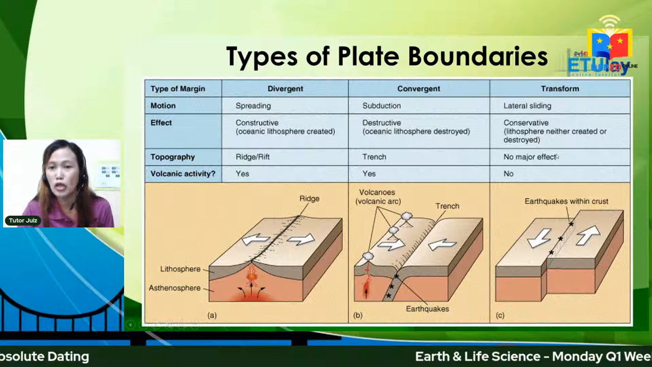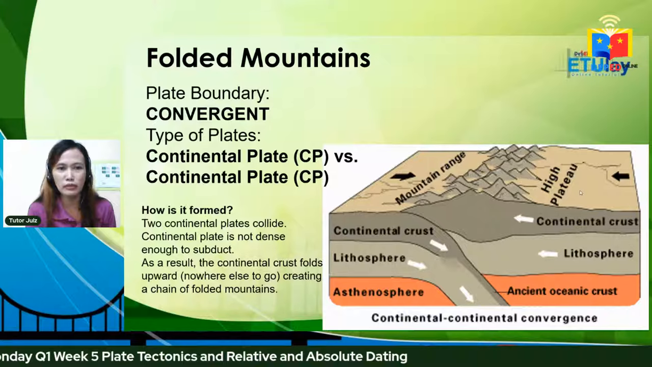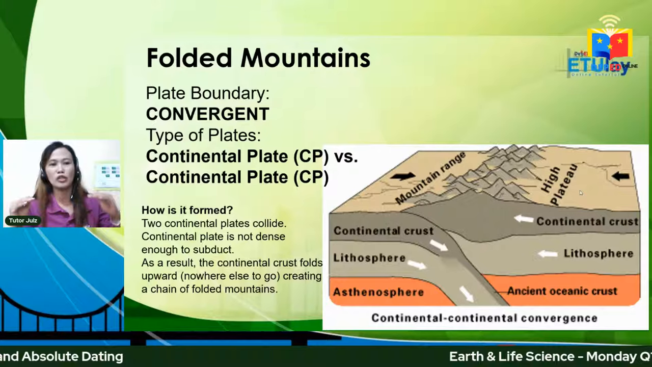So let us proceed. How do folded mountains form? Okay, so we have here the plate boundary. Folded mountains form in convergent. The type of plates, it is between continental plate and continental plate. So how is it formed?